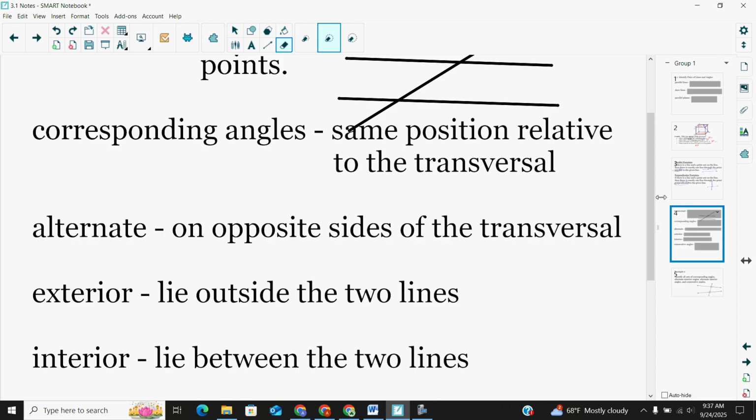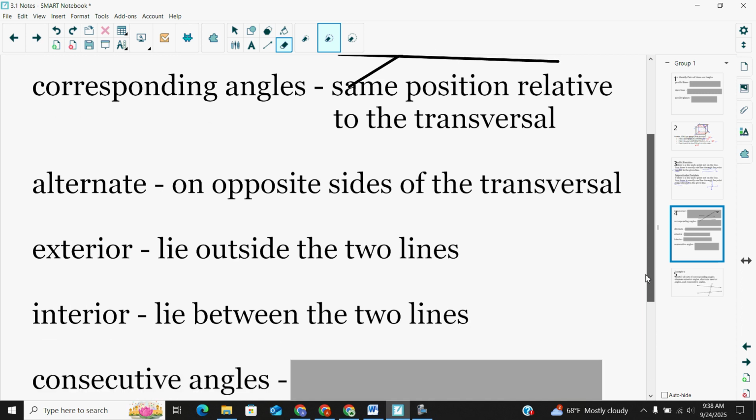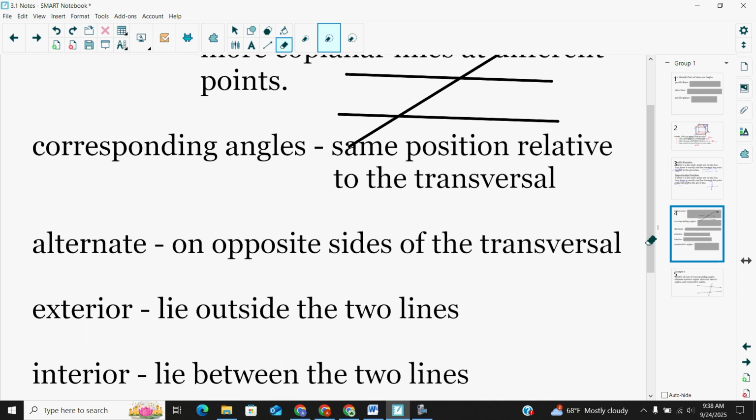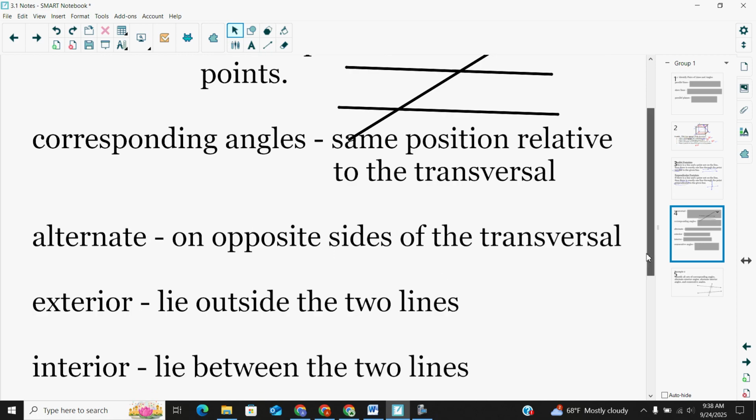Exterior, outside the two lines. Interior, did I say lie between the two transversals? The two lines, not the transversals. We will talk through, usually we don't just talk about alternate angles or exterior angles or interior. Usually we'll put them together and we'll take a look at what that looks like. Alternate exterior angles, alternate interior angles: opposite sides of the transversal and between the two lines, or opposite sides of the transversal and outside the two lines.